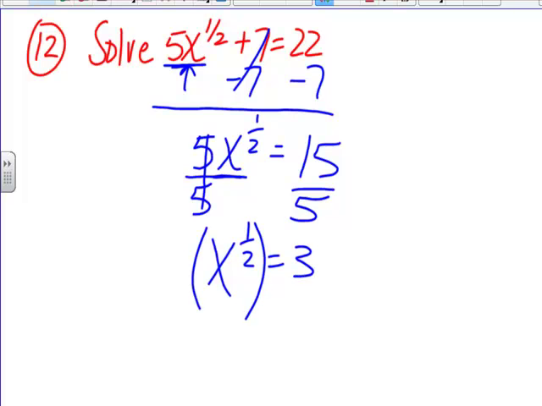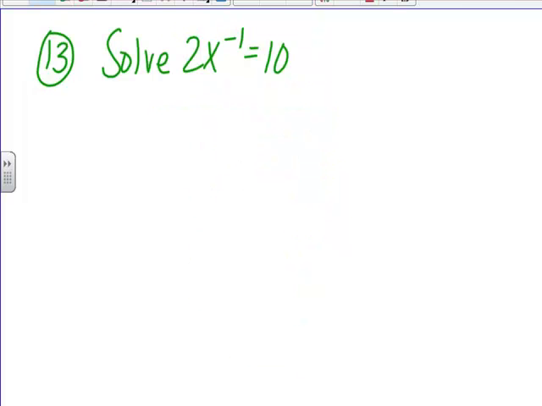And now the question is, what can I do? Multiply 1 over 2 by its reciprocal, which is 2 over 1. And I got to do the same thing on the other side. So I get x is equal to 9. 3 more problems. Okay, here's another one.